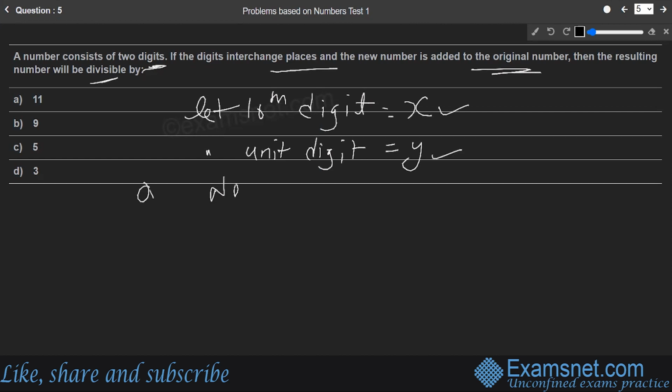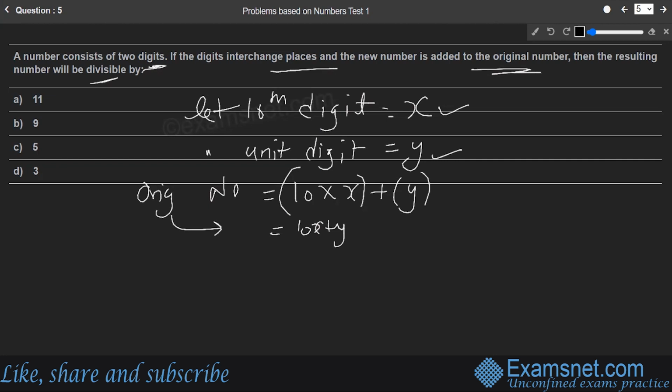So we can write the original number. The original number can be made by 10 into the 10's digit plus the unit digit as it is. This is how the number can be made, which comes out to be 10x plus y. So this is our original number, 10x plus y.